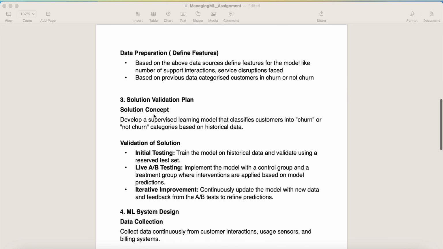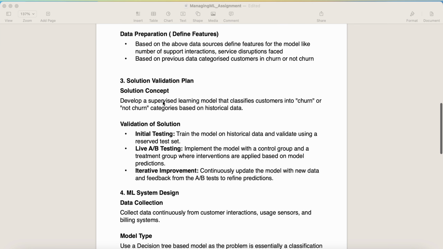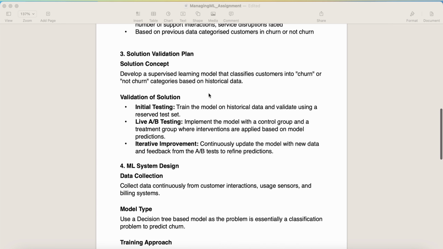And based on this, let's move to the solution validation plan. What we have to do is define it as a simple classification problem. The ML model will determine whether the customers churn or not churn, right? Whether we can retain them or they're likely to leave.